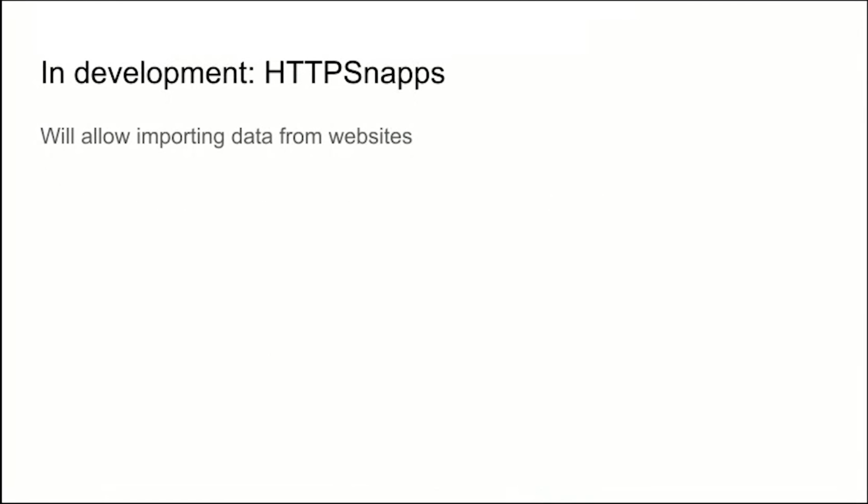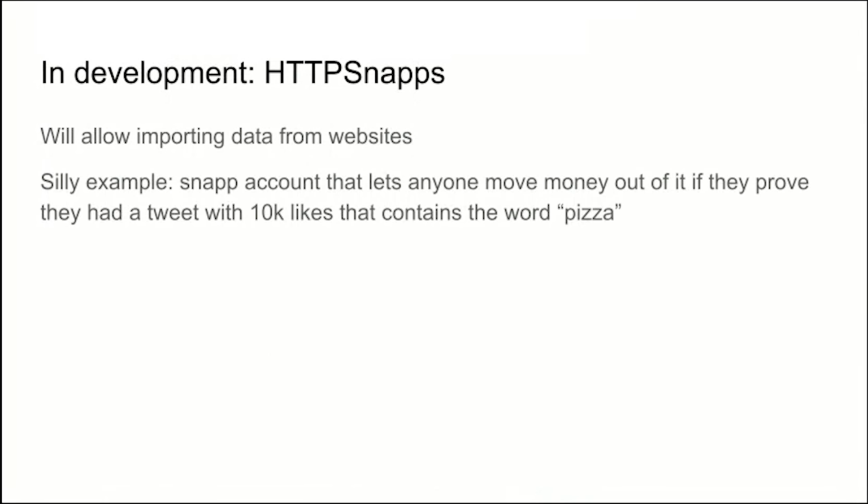For some reason, silly examples help me understand how the thing works, like my stupid example before of the Friday account. So let me give you a silly example of something you could build with this. I really hope we have better ideas than this, but this I think will make it stick. A silly example is you can make a Snap account that has some tokens in it and would let anyone move money out of it if they prove they produced a tweet that had at least 10,000 likes that contains the word pizza. So you could have a decentralized marketing campaign for pizza.